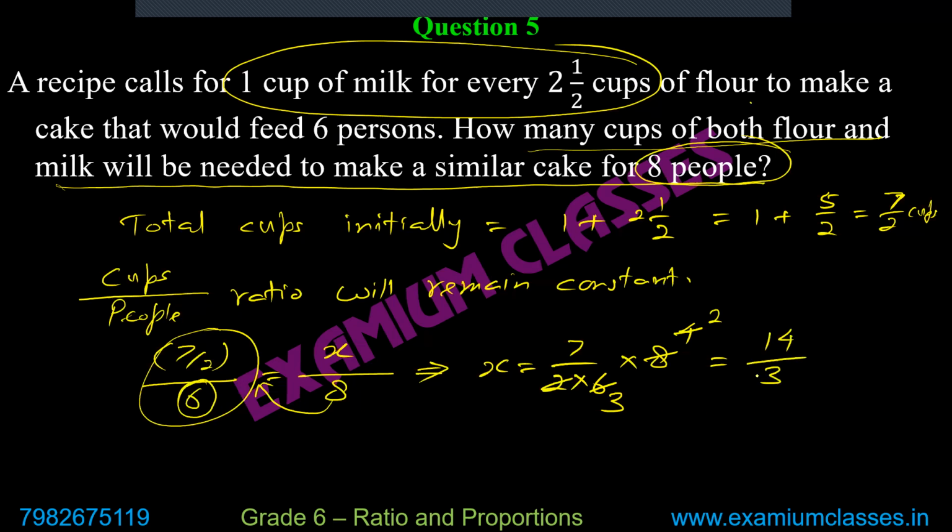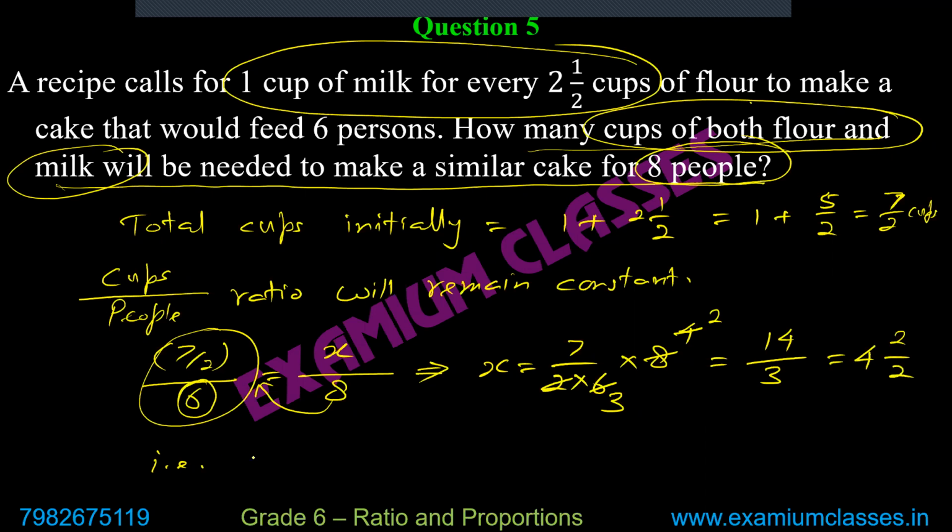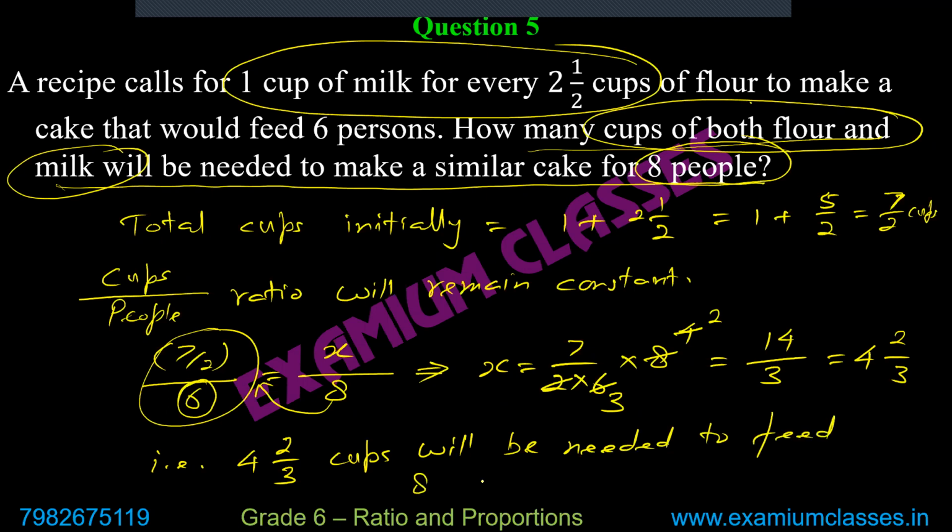Now the question is how many cups of both flour and milk will be needed. So we need to calculate total number of cups. So it means whatever is the value of X, that is the answer. Okay. That is 14 by 3 will be 3 4s are 12. Okay, right. That is 4 and 2 by 3 cups will be needed to feed 8 people.